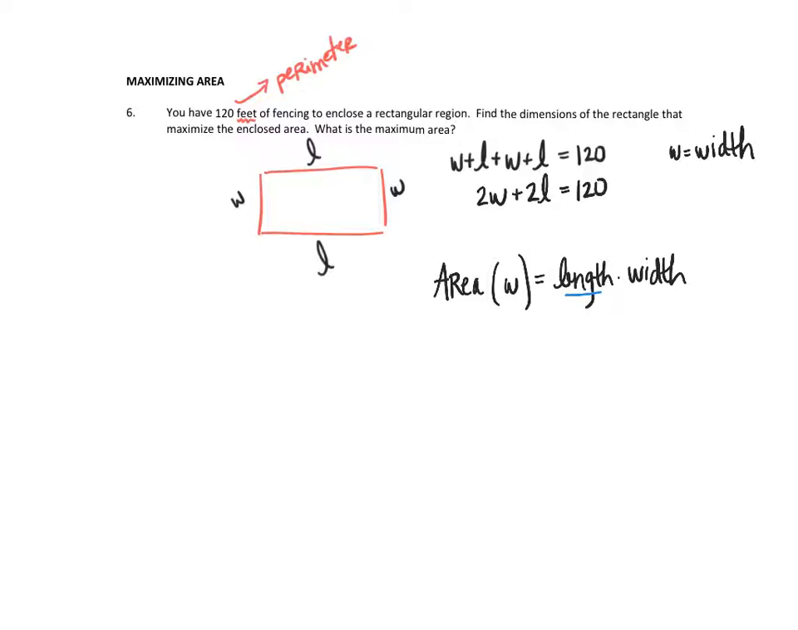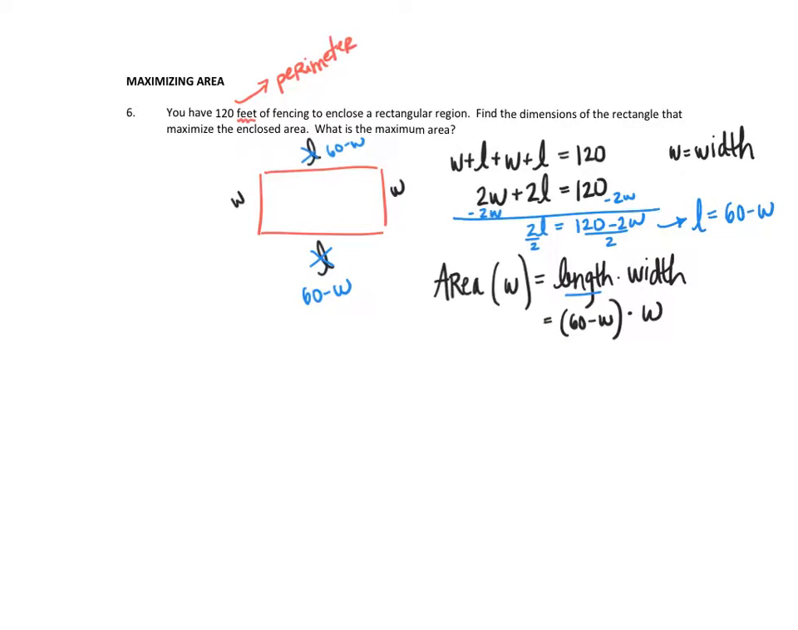Well, look above. Basically, you're just going to get L by itself. So I'm going to subtract 2W. So I have 2 lengths is the same as 120 minus 2W. I can get 1 length by dividing. So I've got a length equals 60 minus a width. So now instead of this length, I can substitute in 60 minus the width. Well, now that's also going to help me, of course, to write my function. So I have the quantity 60 minus W times W.